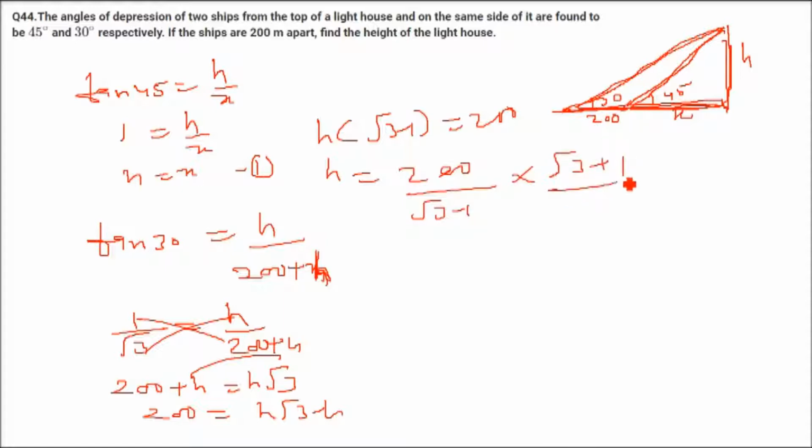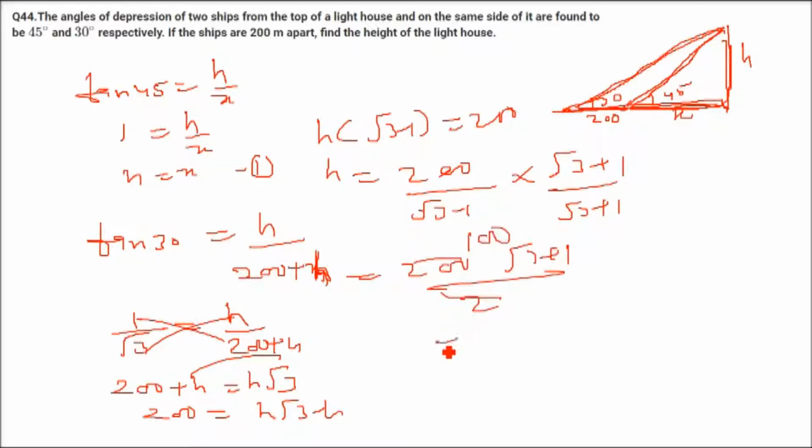Multiply numerator and denominator by root 3 plus 1. So root 3 minus 1 and root 3 plus 1 will be root 3 whole square minus 1 square. That is 3 minus 1, that is 2. This will be equal to 200 times root 3 plus 1 by 2. So the answer will be 100 times root 3 plus 1. This is the answer.